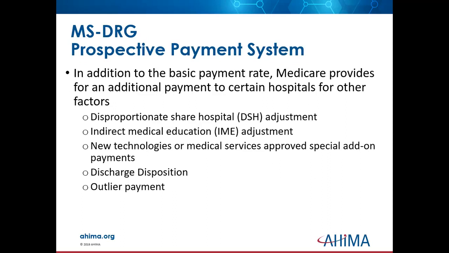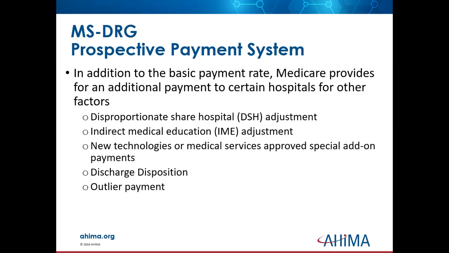In addition to the basic payment, Medicare will allow for additional payment. This includes such things as disproportionate share hospitals. You get an adjustment for that. Hospitals with residents and fellows get indirect medical education adjustments. So you get a little bit more for that.